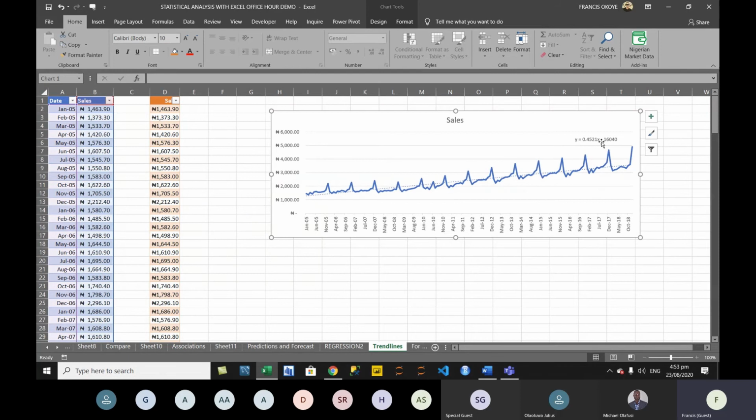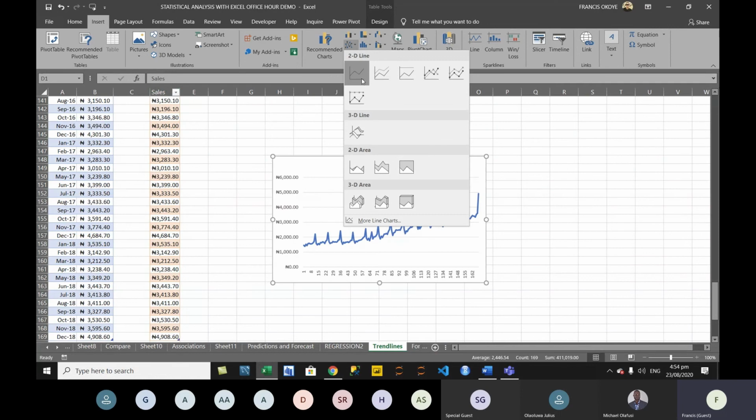Sometimes you must also be careful whether these values are correct. That Excel has calculated the value doesn't necessarily mean it's correct. Now, this is the same data set. I'm not using the time. I would just want to plot the trends in itself.